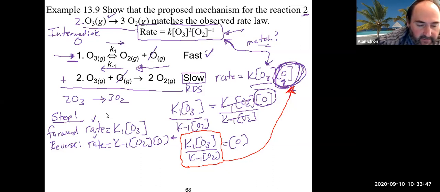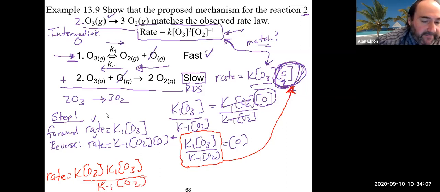If you do that, you will end up with the rate is equal to k[O3] times k1[O3] divided by k-1[O2]. If you just slap that in there, you can do some cleaning up. At this point, all the k's are the same, so these two are going to cancel. I have O3 and O3. That means if I clean it up, I have k[O3] squared divided by [O2].